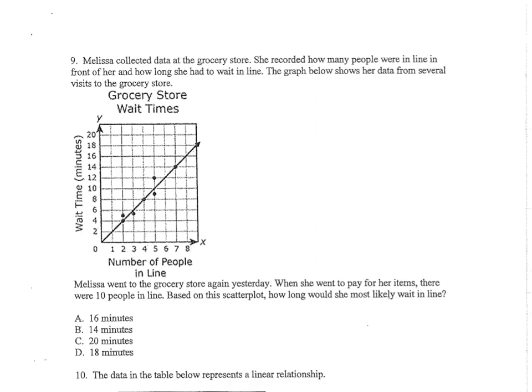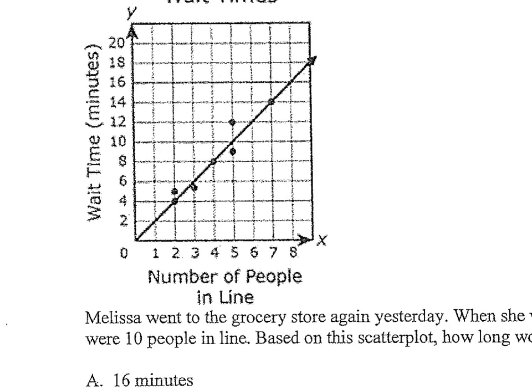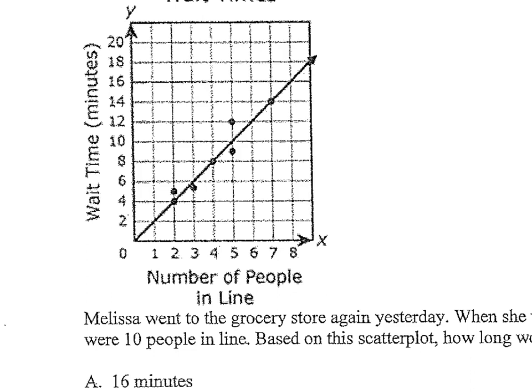Melissa went to the grocery store again yesterday. When she went to pay for her items, there were 10 people in line. Based on the scatter plot, how long would she most likely wait in line? All right, so we got 10 people in line. So here, looking at our numbers, well, there's 9, there's 10 people. So 10 is going to be a little bit off the graph. So 10 is going to be somewhere over here.